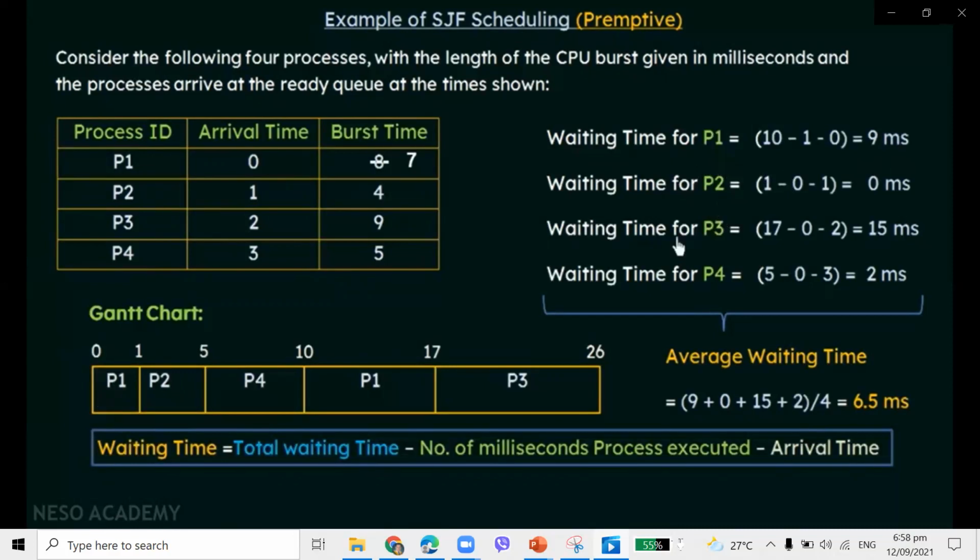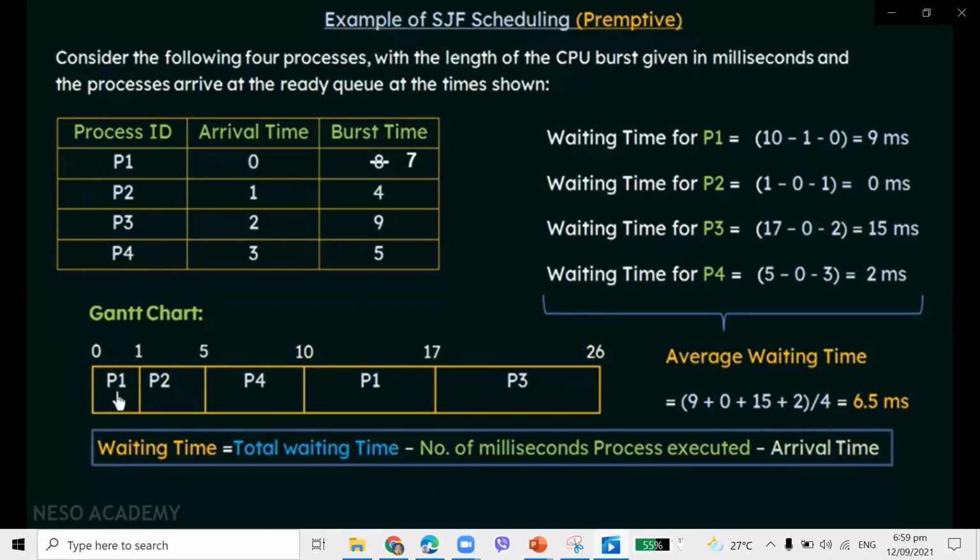Now let's see for P2. What is the total waiting time for P2? So we see that for P2, it got the CPU at 1 millisecond. So 1 was the total waiting time for P2. Then how long did P2 execute before that? So we see that P2 did not execute before that at any time. So it is 0. And what is the arrival time? Arrival time of P2 is 1 millisecond. So 1 minus 0 minus 1, which is 0 milliseconds. So P2 did not have to wait for any time.